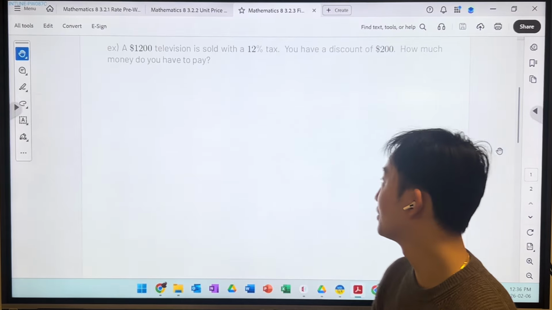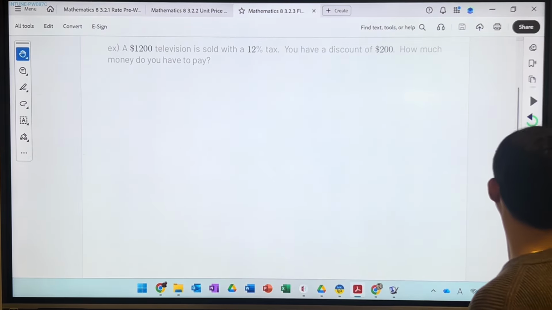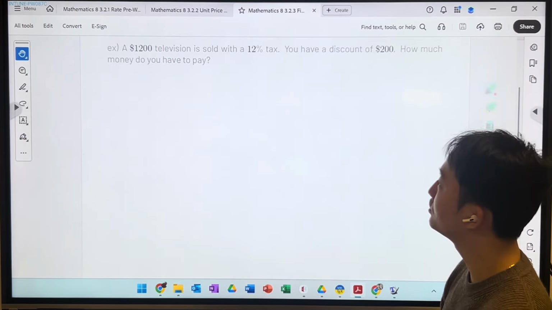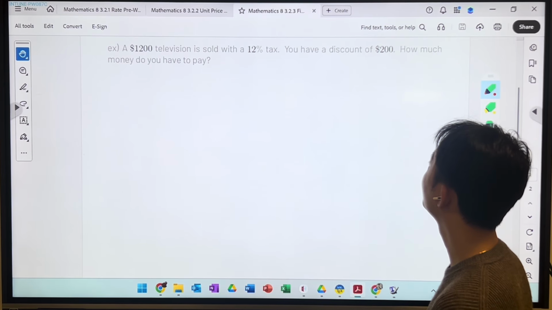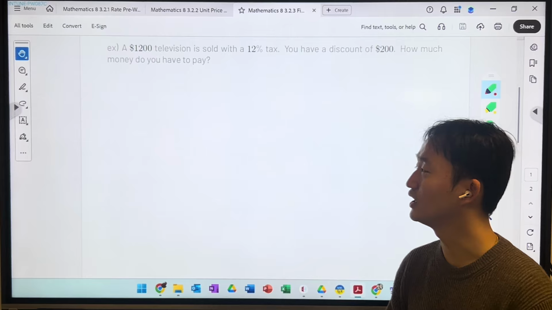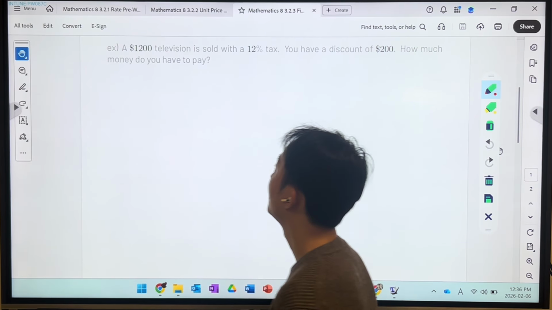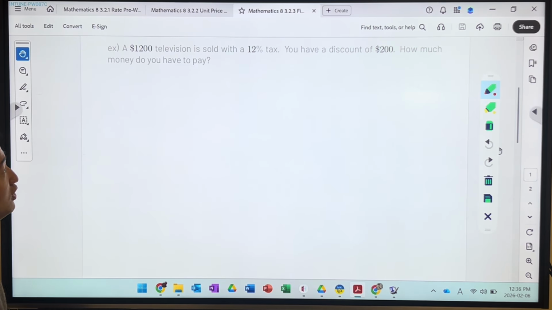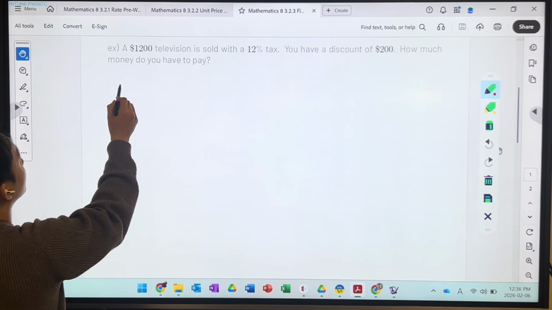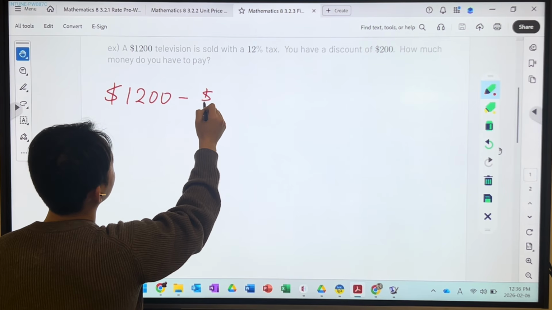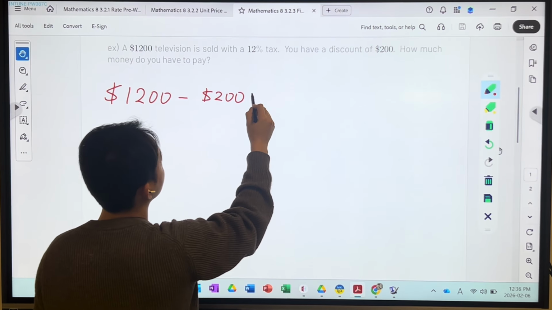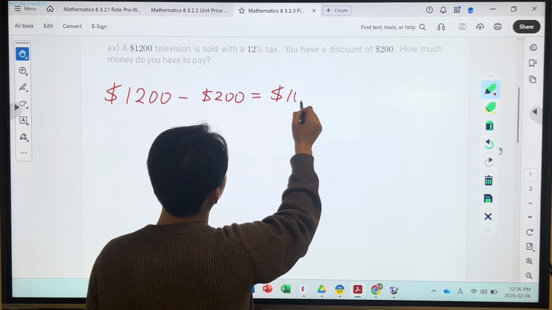Let's try the first example question. A $1,200 television is sold with a 12% tax. You have a discount of $200. How much money do you have to pay? Well, first of all, let's find the price after the discount. What I'm going to do is $1,200 minus the $200 discount. So it comes to $1,000.